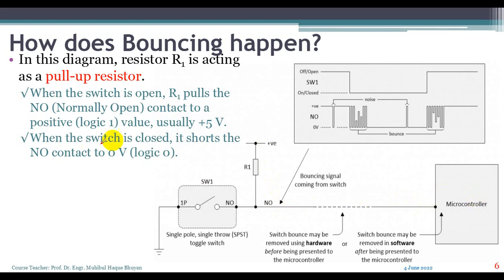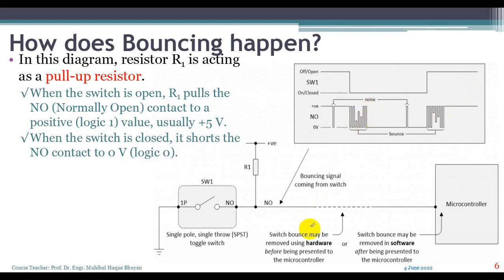And again, when the switch is closed, it is grounded. That means it shorts the contact to 0 volts. That means it will send a 0 value to the microcontroller. But in reality, that clean transition does not happen. Look at the picture. Noise.